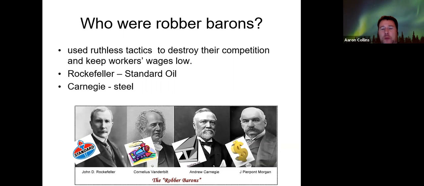Vanderbilt was known for the railroads, a major industry of the time. And J.P. Morgan, he was a banker. He was so rich that he personally bailed out the United States government.